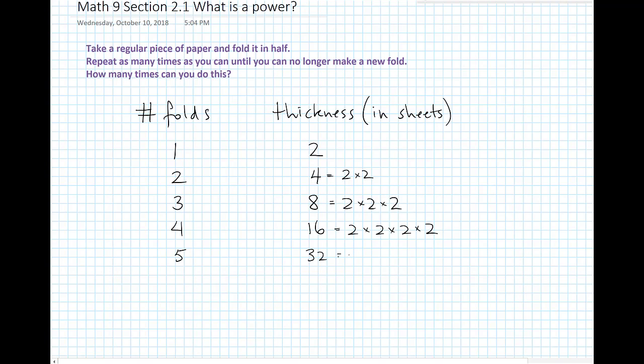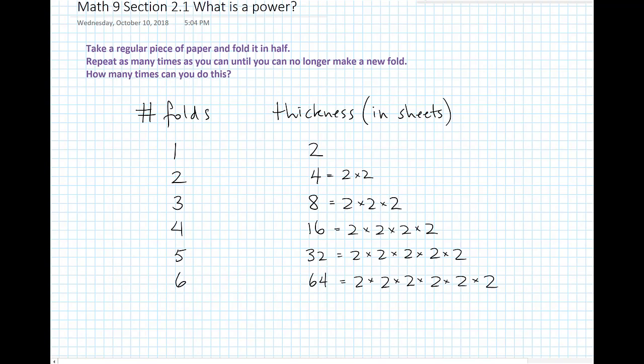With 5 folds, you double it again, you're at 32. With 6, you're up to 64. I couldn't fold it more than 6 times, so my resulting paper ended up 64 sheets thick. Maybe you could get one more, 7, but I think that's probably the limit of what anybody can get.